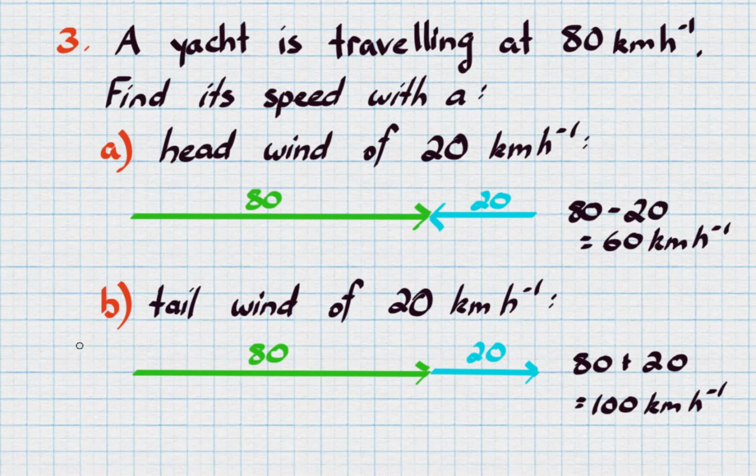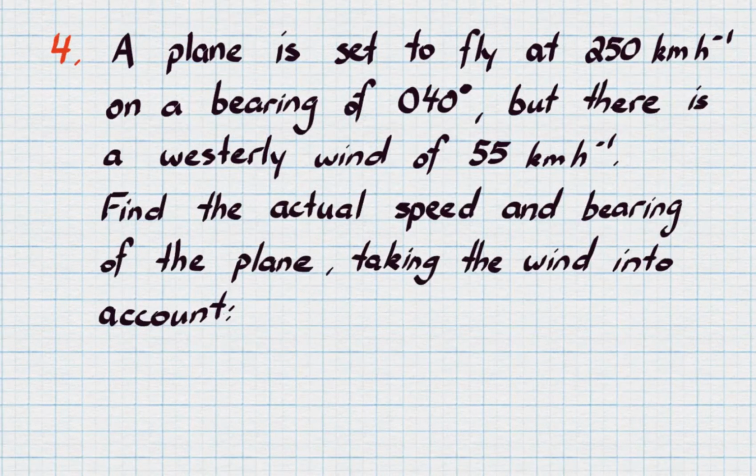Let's now look at an example where we take direction into account. A plane is set to fly at 250 kilometers per hour on a bearing of 40 degrees, but there's a westerly wind of 55 kilometers per hour. So we need to find the actual speed and bearing of the plane once we take the wind into account. Now the first thing to note before we get into this is that we are given a bearing, and we are also asked to give our answer as a bearing.